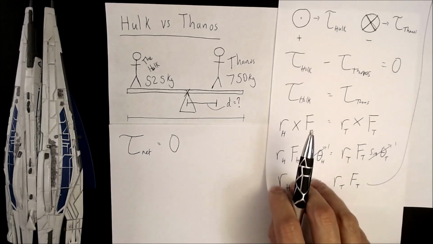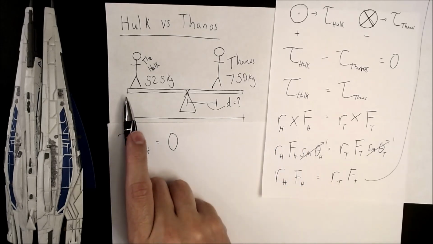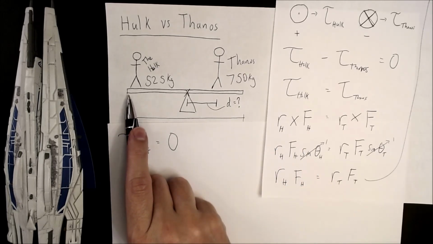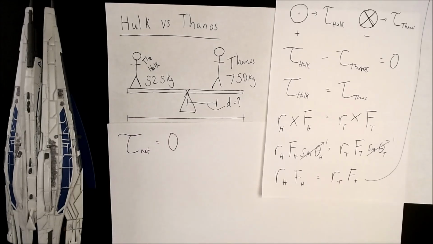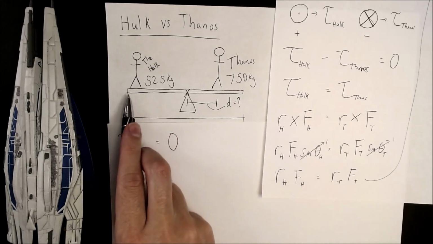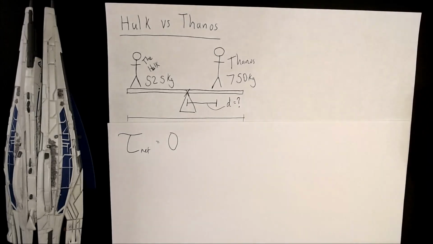Remember, the equation for torque is r cross F. If we're measuring all distances from the end of the plank, what is the radius that we would plug in for the Hulk? It's 0. He's right there at the end of the plank. Will the Hulk apply any torque in this case if we're measuring from here? No, he will not make any torque in this.